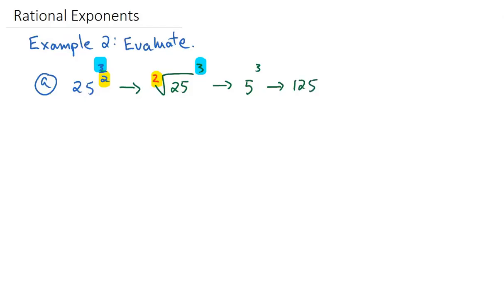Now that process kind of highlights why I wanted to put the exponent on the outside of the radical, because if I had put it on the inside of the radical, I would have the square root of 25 to the third. Now I'm going to need to take 25 to the third before I square root, which would still get us the same result, but when you're doing this by hand, it's in general easier in math if you can make things smaller before you make them bigger.